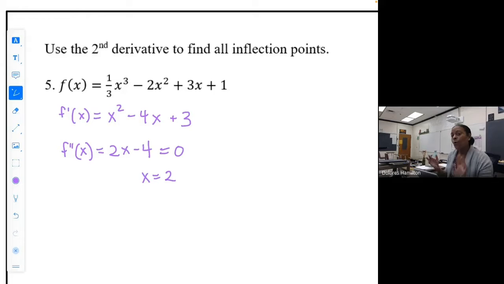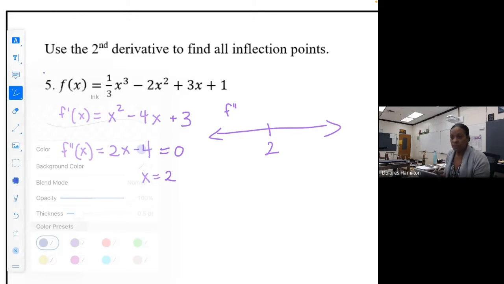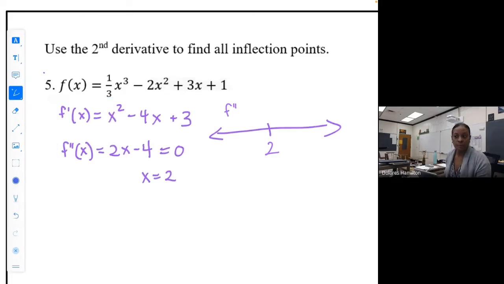So now we're going to look at our number line with respect to f double prime, folks, to see if at that point x equals 2, to the left and to the right of 2, it goes from positive to negative or vice versa. So we pick a number that's smaller than 2. How about 0? And we evaluate f double prime of 0, and we get a negative number.